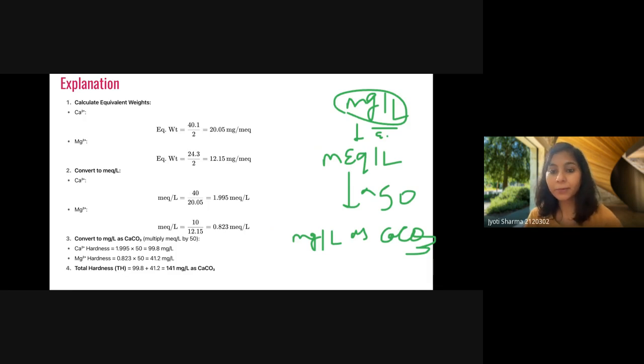Then we have to do the summation of these two cations, and then we will have the value of hardness. If you have any problem, you can let me know, otherwise we can go on to the next question. Is it clear? Any step that is not clear to you, you can let me know.